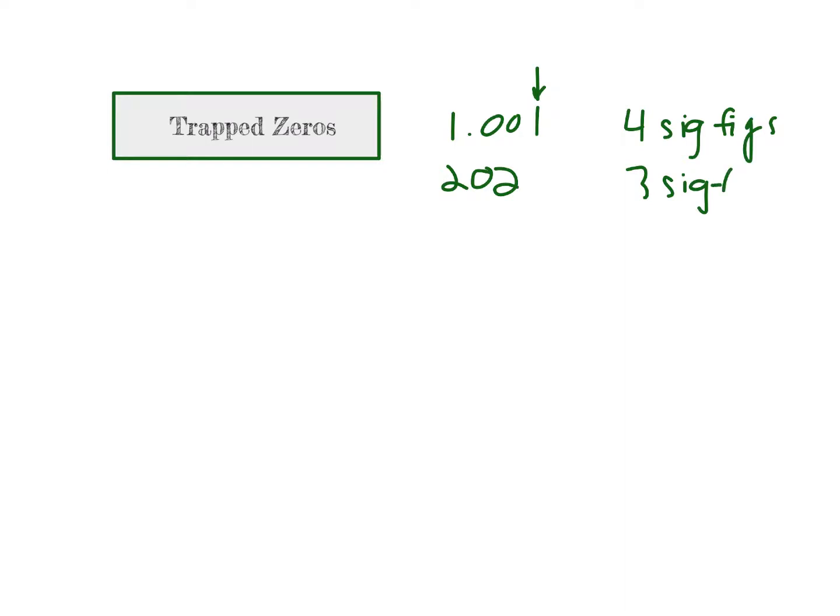Our last types of numbers are called trapped zeros. Trapped zeros always count for significant figures. Here are a few examples. 1.001 from before. This guy has 4 sig figs. In this case, it wouldn't matter whether those zeros were zeros or numbers because our last important digit is after them, so we definitely count them. Another example is 202. This one has 3 sig figs. We treat that 0 as if it's a digit.